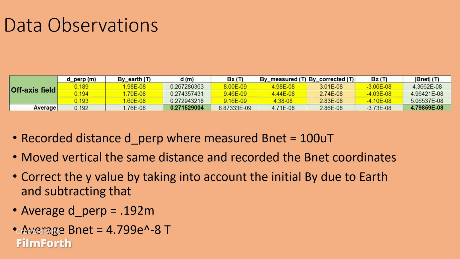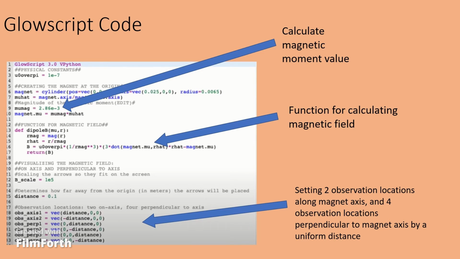Then we looked at the off-axis field, and so we recorded the distance perpendicular, where the measured magnitude of the magnetic field was about 100 microteslas, and we moved vertically the same distance and recorded the B-net coordinates. We corrected the y value by taking into account the magnitude in the y direction due to the Earth, and we have to subtract that. We got that the average distance perpendicular was 1.92 meters. That's where the average B-net was 100 microteslas, and then the average B-net ended up coming out to about 4.8 times 10 to the -8 teslas.